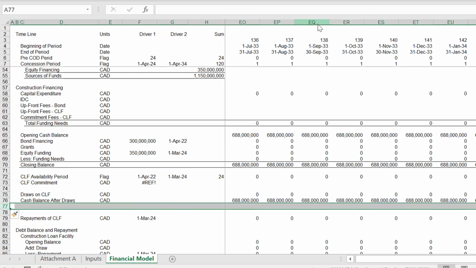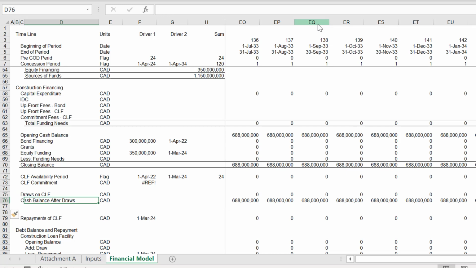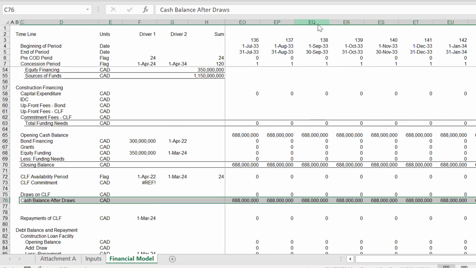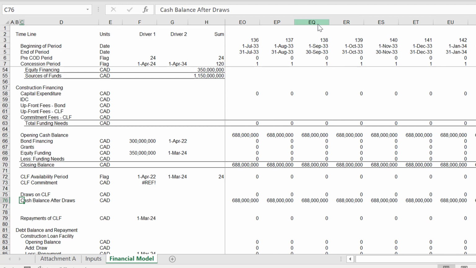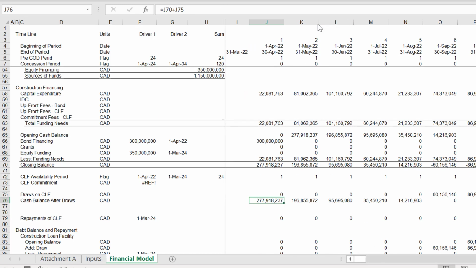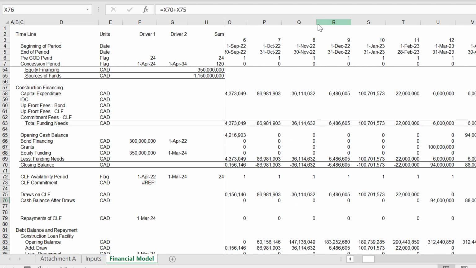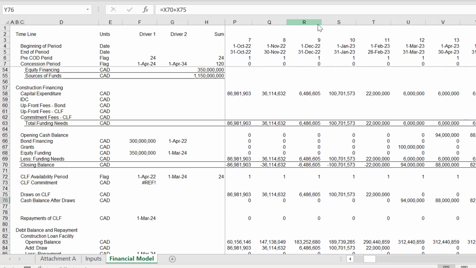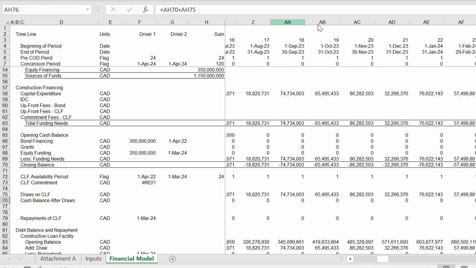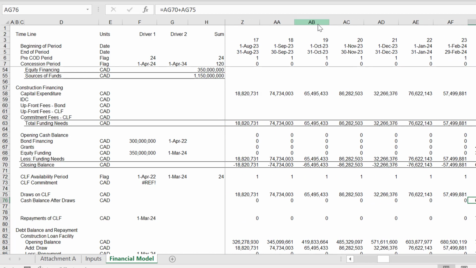This repayments we can kind of skip. This is the final cash balance after the draws, and there's a mistake here, because this cash balance, if we did it really right, we would put the repayments. We would subtract the repayments.